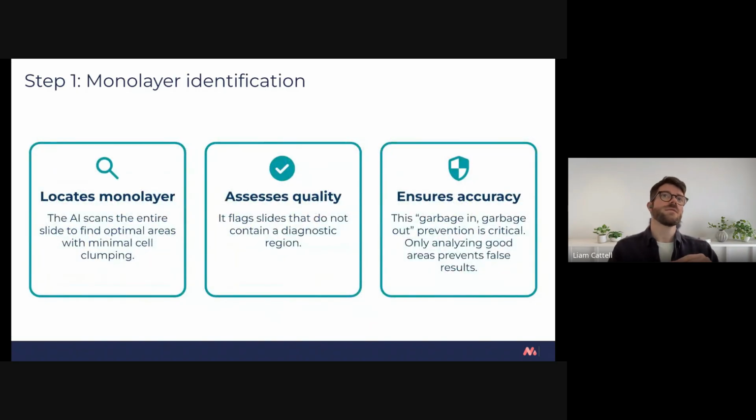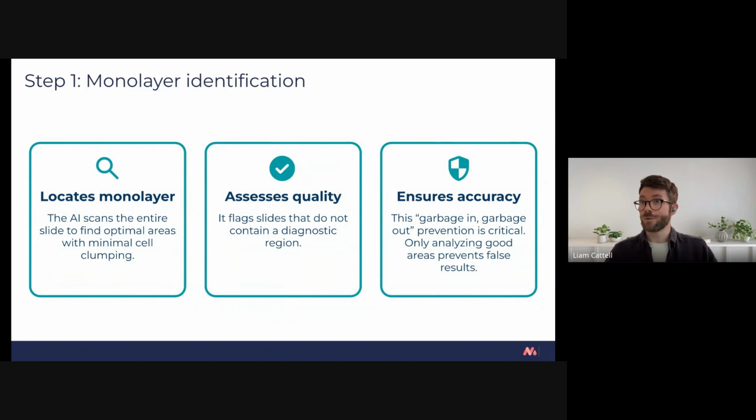Next. The monolayer identification, kind of like the entire pipeline, also mimics what a pathologist would do. The first part of this is scanning the entire slide, or at least the whole area that was scanned on the microscope, to find those optimal areas with minimal clumping and ideal stain.